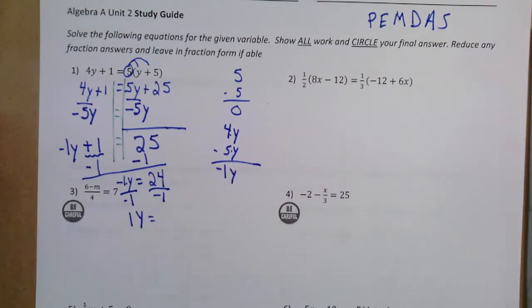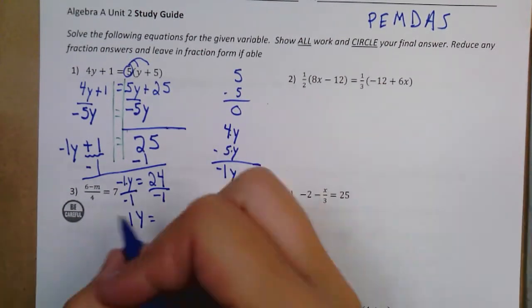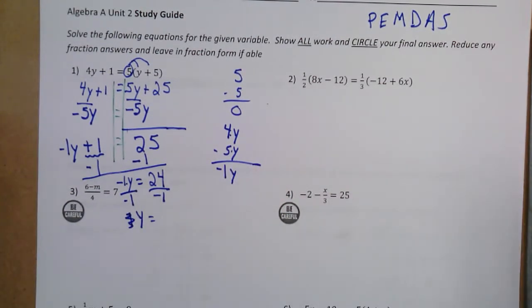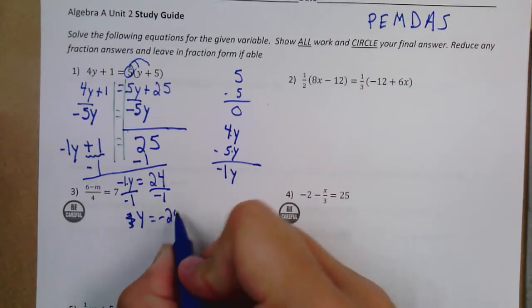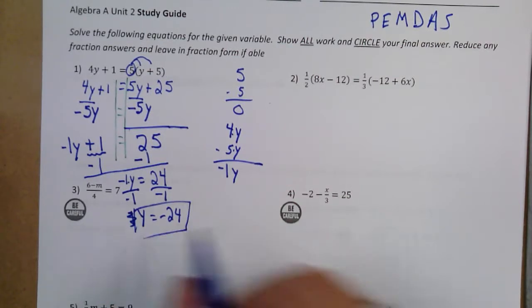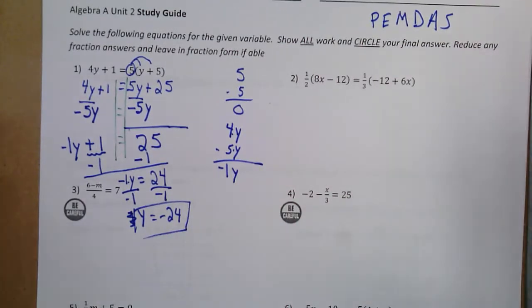Technically it is a 1y, but you don't really need to write the 1 unless you have a burning desire. And then 24 divided by -1 just becomes -24. That's going to be your final answer. So that's a very basic problem, but it had a lot of different rules in it that you're going to want to keep in mind.